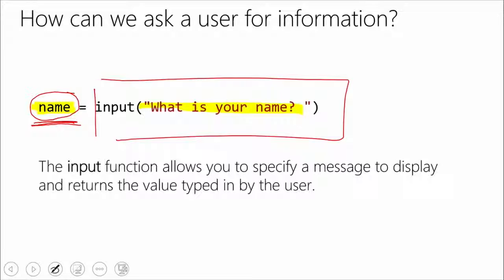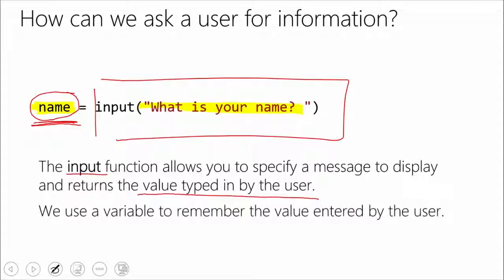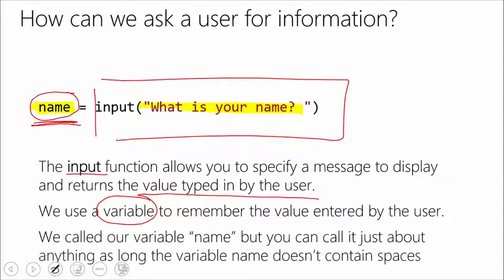So again, that input function allows us to get information in, and it's going to give us back whatever it is that the user typed in. And then you are going to notice that we can use a variable to remember what was entered in. Again, we're going to talk more about variables in a couple of minutes. Stick with us there.